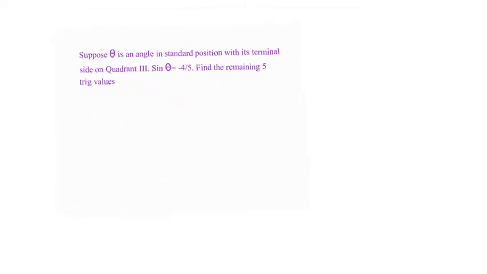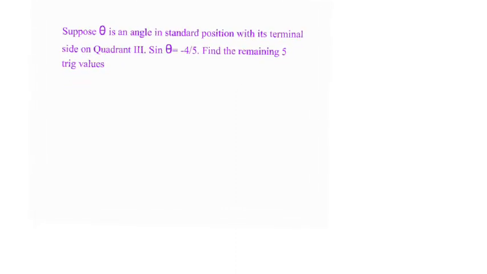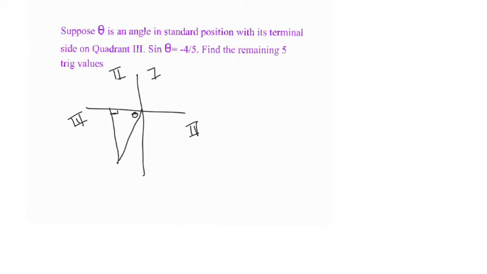All right, so here's kind of working differently. I didn't give you the picture this time, and I didn't really give you the point. It says suppose theta is an angle in standard position with its terminal side in quadrant 3. I'm already thinking about this: quadrant 1, 2, 3, and 4. So I know I need to be in quadrant 3 where sine is -4/5. So I'm going to draw a triangle. This will be my theta in here. It's my reference angle. This will be my right angle.